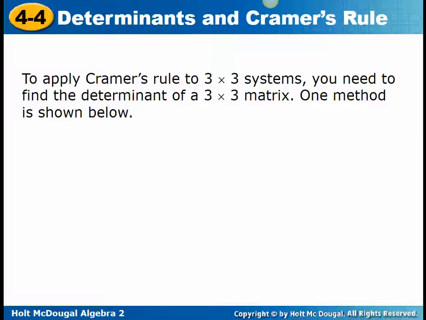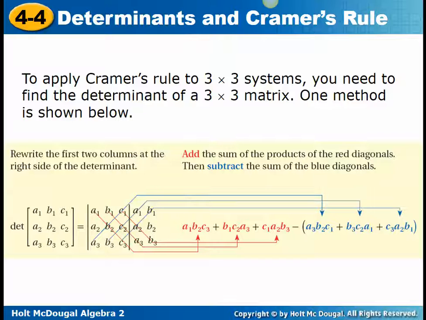We can also use Cramer's rule for a 3 by 3 matrix. Before you do that, you have to know how to find the determinant of a 3 by 3 matrix. And you can see that it's a lot more complex than a 2 by 2. So to find the determinant of a 3 by 3 matrix, we have all these diagonals that we need to subtract.